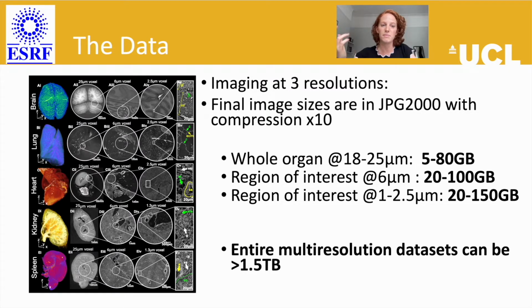We can have these medium resolution regions of interest, 20 to 100 micrometers, and we can have the high resolution regions of interest, 1 to 2 micrometers, go anywhere up to 150 gig, depending on how long a column we want to image. And as I showed you, we can have multiple of these regions. So it's very easy, as you can imagine, to quickly get a multi-resolution data set of an organ that's larger than 1.5 terabytes. So it was a real challenge for us as to how we share this data and interact with this data with our collaborators.